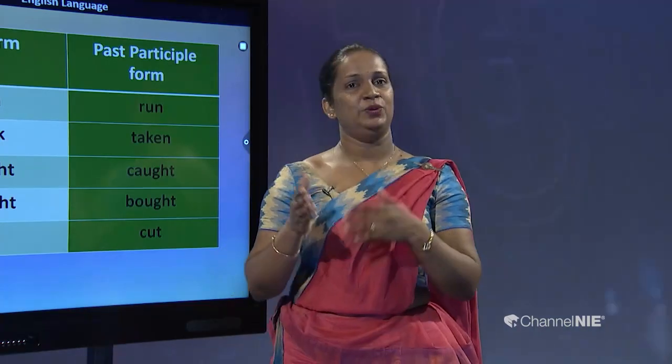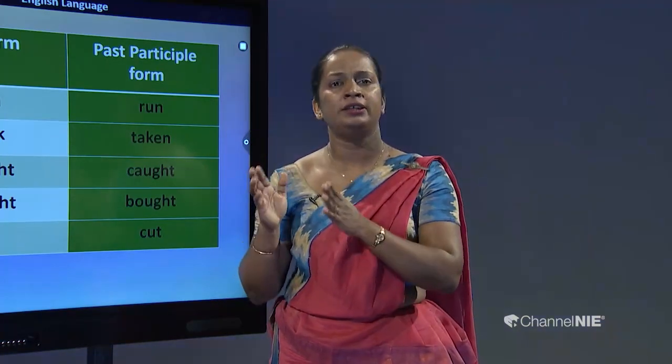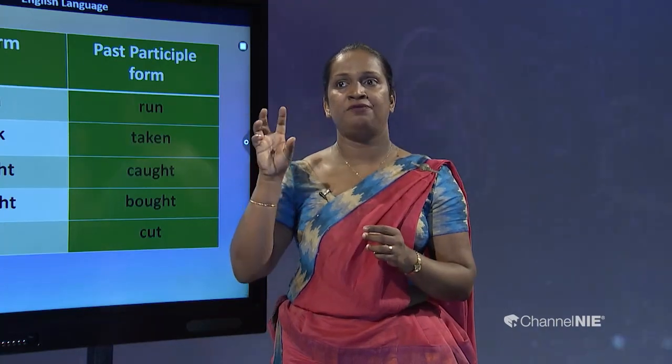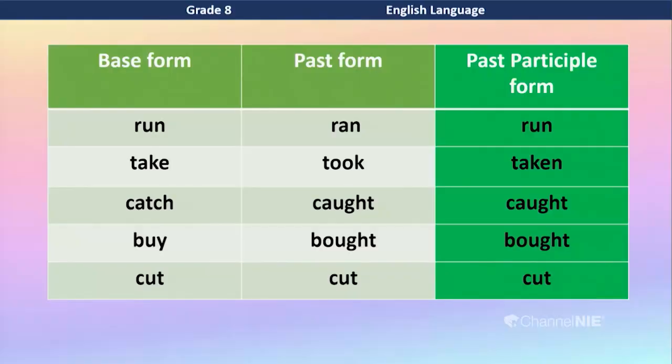Okay, children. Like this, you also can practice it, right? Our focus is on the 3rd column. Look at the 3rd column because this is the form that we use in the passive voice, right? Remember, we are not using any other forms, not the base form, not the past form, but the past participle form.